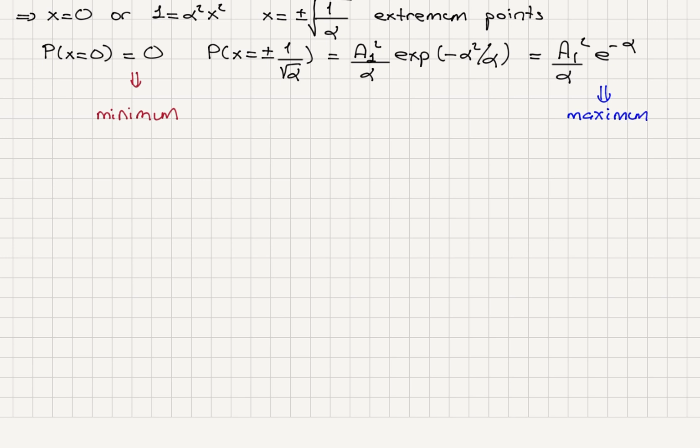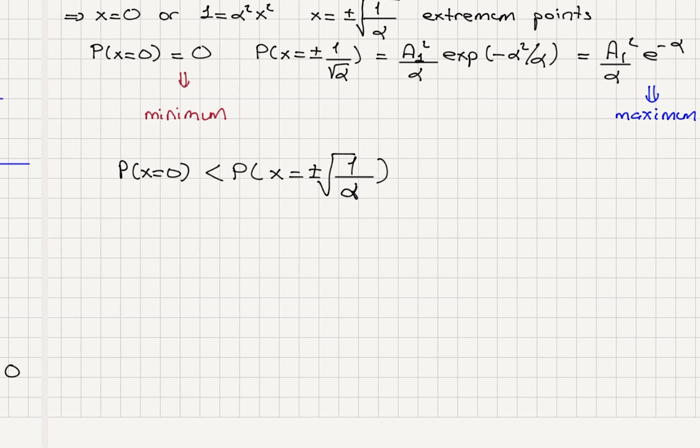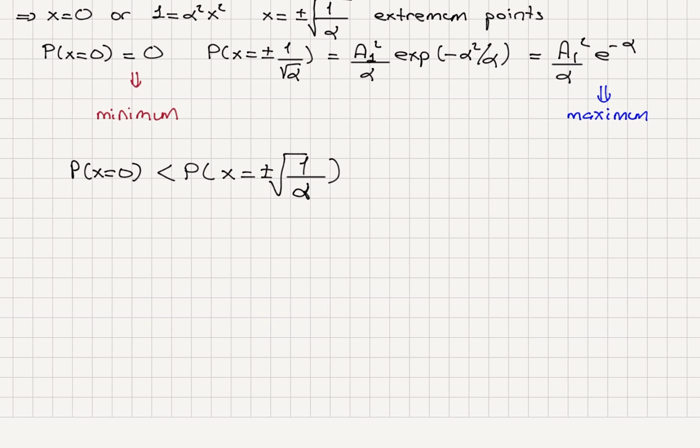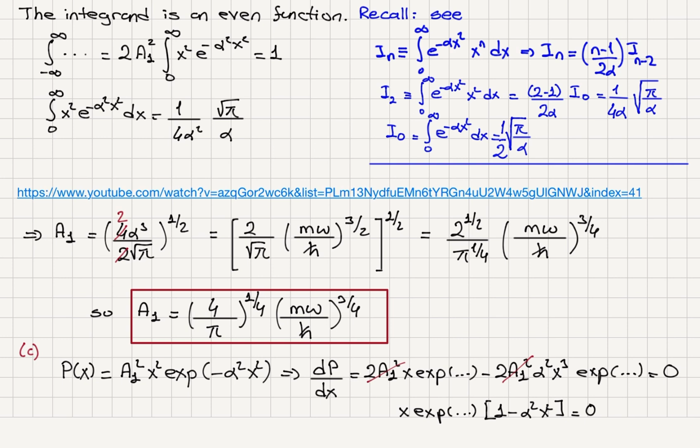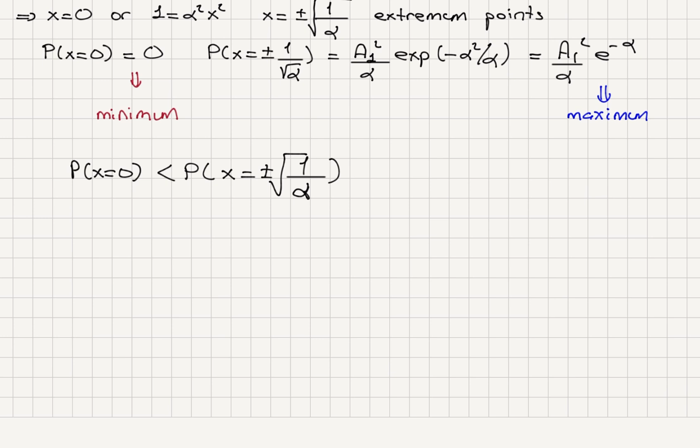All right. So I'm realizing that the probability at x equal to 0 is less than the probability at x equal to plus or minus 1 over square root alpha. Indeed, we have shown that x equals 0 is a minimum, and x equal to plus or minus 1 over square root alpha, the turning points, correspond to the maximum probability.